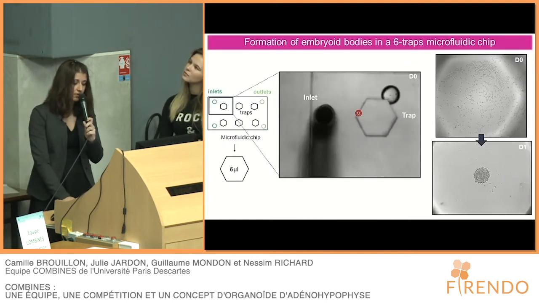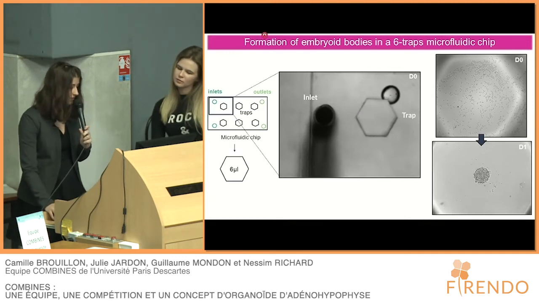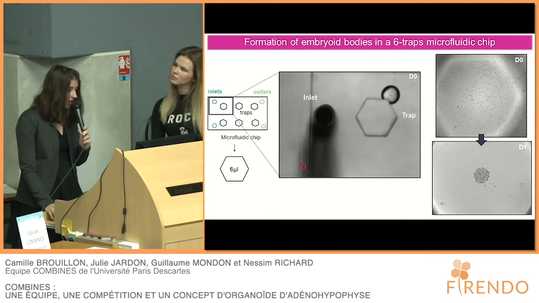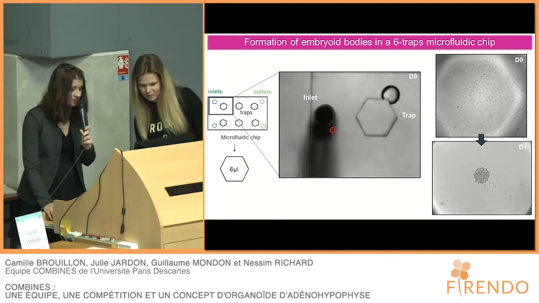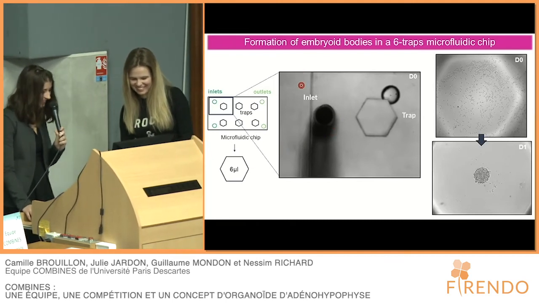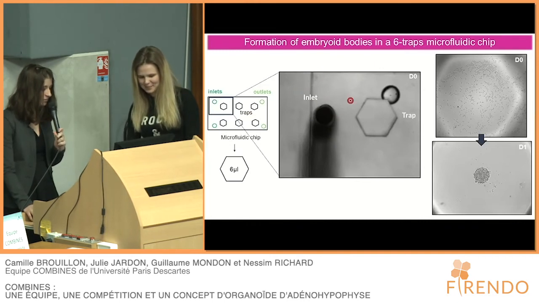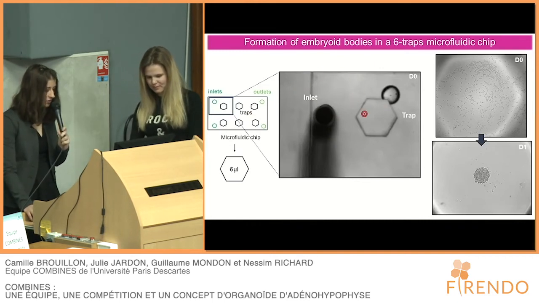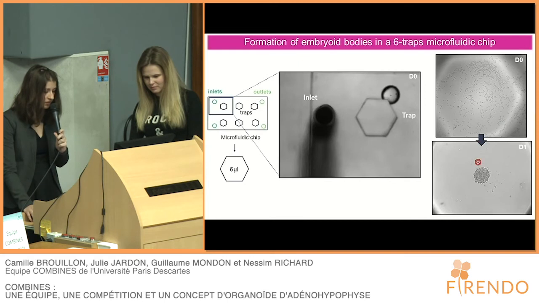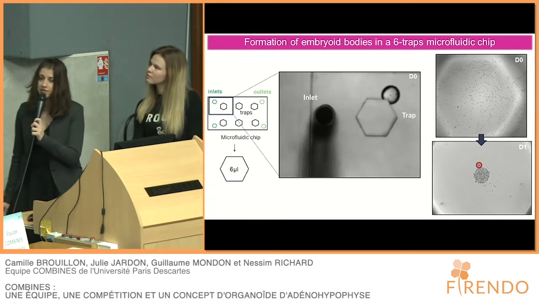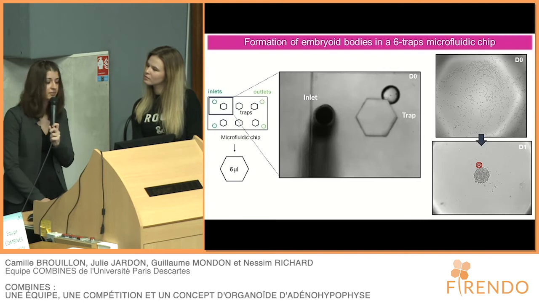So our chip contained 6 hexagonal traps of 6 microliters volume. There was supposed to be a video here, but anyway, the cells were loaded into this trap with the droplets. And here, after 1 day of culture, we can see the aggregation of the cells in the center of the trap and the formation of the embryoid body, which is the first step to obtain an organoid.